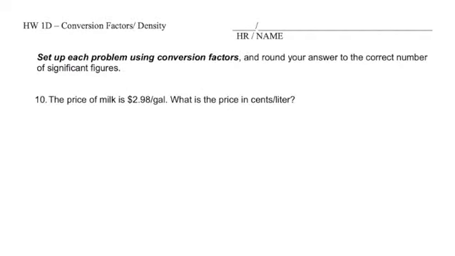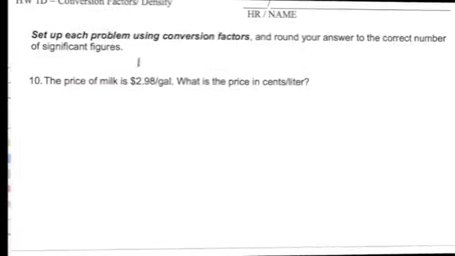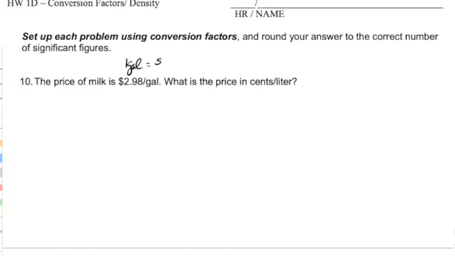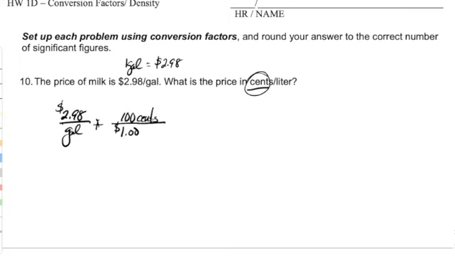Number 10. The price of milk is $2.98 per gallon. What is the price in cents per liter? 1 gallon equals $2.98. 1 gallon of milk. And we want to change that from dollars per gallon to cents per liter. So we're going to take it as another rate, $2.98 per gallon. So we're going to change dollars: $1 is 100 cents. That one conversion will take care of that.